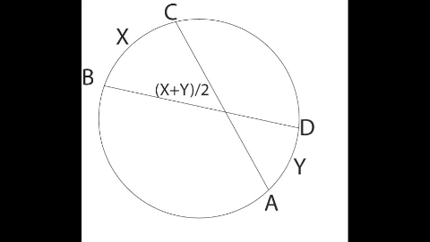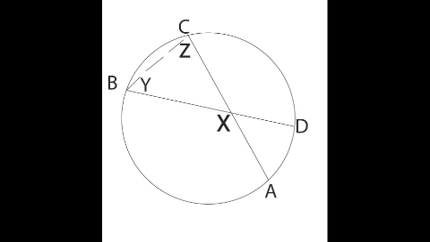The measure of a chord angle is the average of the measures of the intercepted arcs. This can be proven by using exterior angles to show that the measure of angle X is equal to the measure of angle Y plus the measure of angle Z, and then by using the previous theorem about inscribed angles to show that Y is 1/2 of arc CD and Z is 1/2 of arc AB.